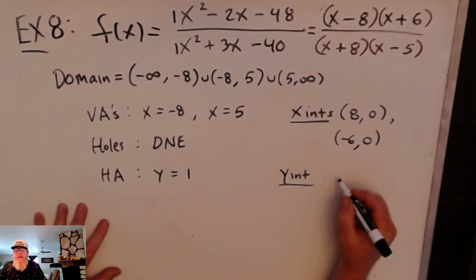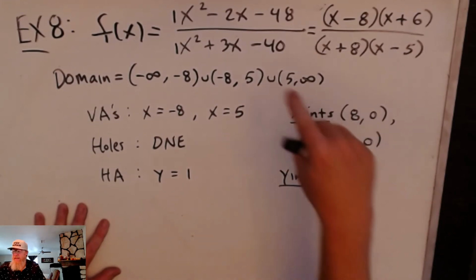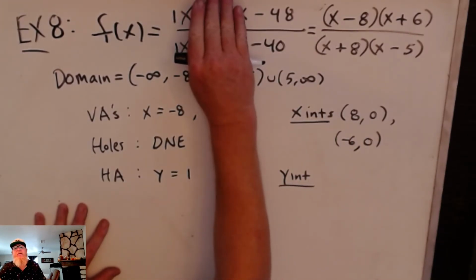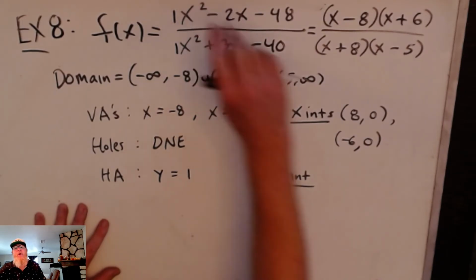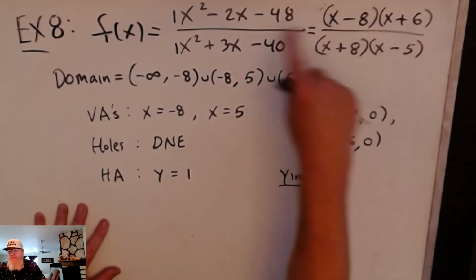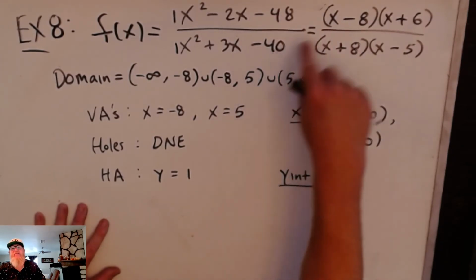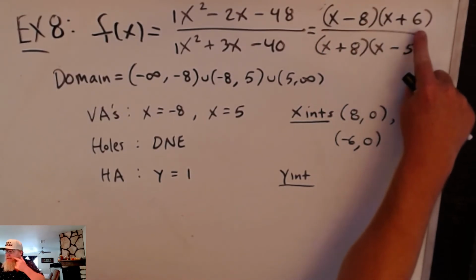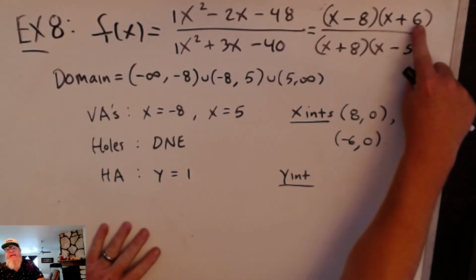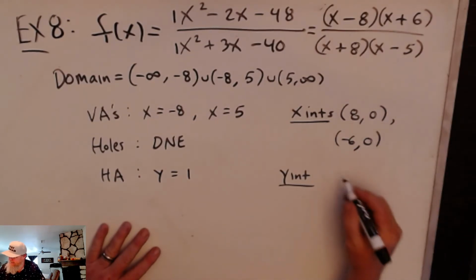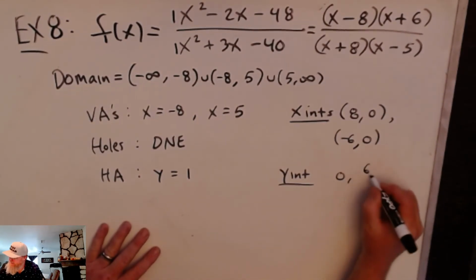is, well, you have lots of choices. You can use the original, plug in 0, and you get 48 over 40. Yeah. Or you can use this version and plug in 0. Sorry, it's negative 48 over negative 40. You can use the factored version, and you'll get negative 8 times 6, and then positive 8 times 5. Yeah. So you're going to get 6/5.